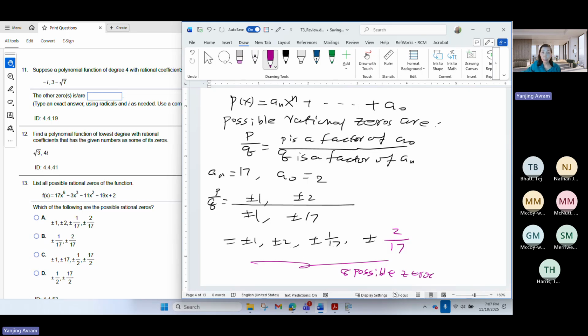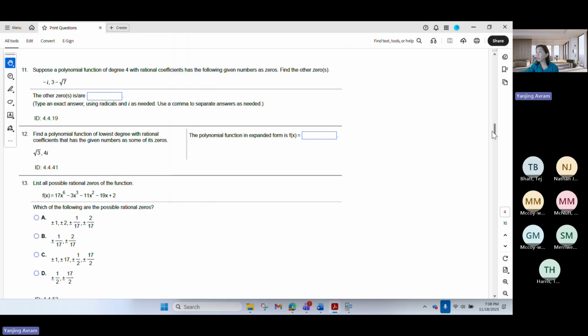Okay, any questions? How do you find a possible zero, right? You always use the factor of the first term divided by the factor of the leading term, okay? So you will simplify, okay, and do not repeat. If there's something already in there, you don't repeat it.